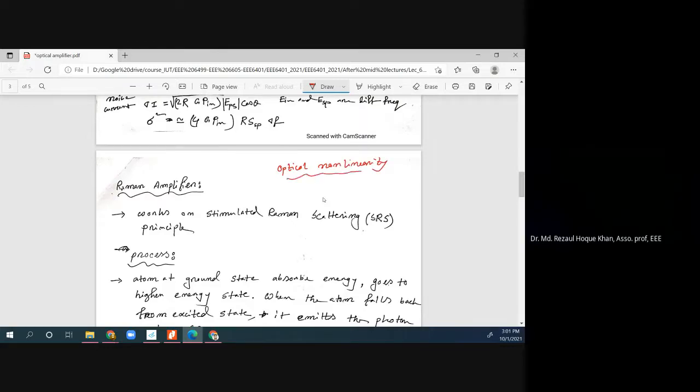So far we have studied phenomena that optics do that are linear mechanisms. But optics also has some non-linear phenomena. The Raman phenomenon is one of the non-linearities in optical fiber. So the Raman amplifier works on the stimulated Raman scattering principle. Stimulated Raman scattering, SRS, is a non-linearity of an optical fiber, or in optics.